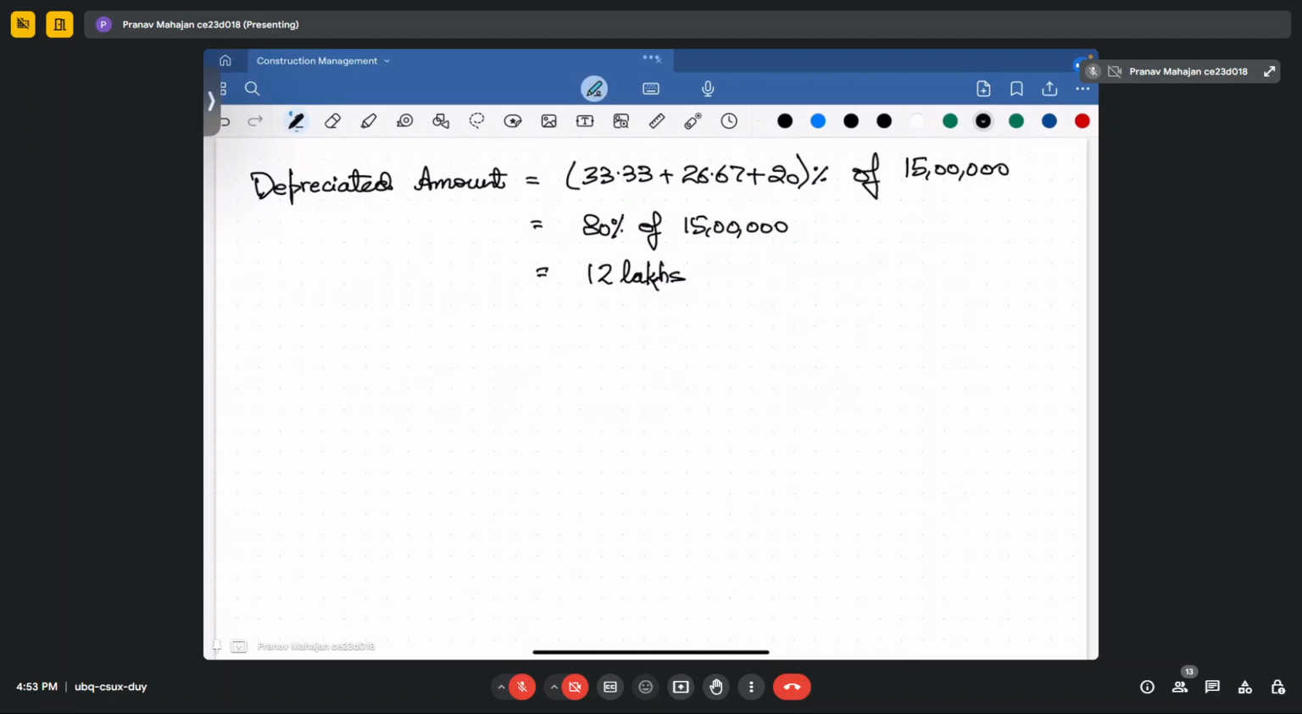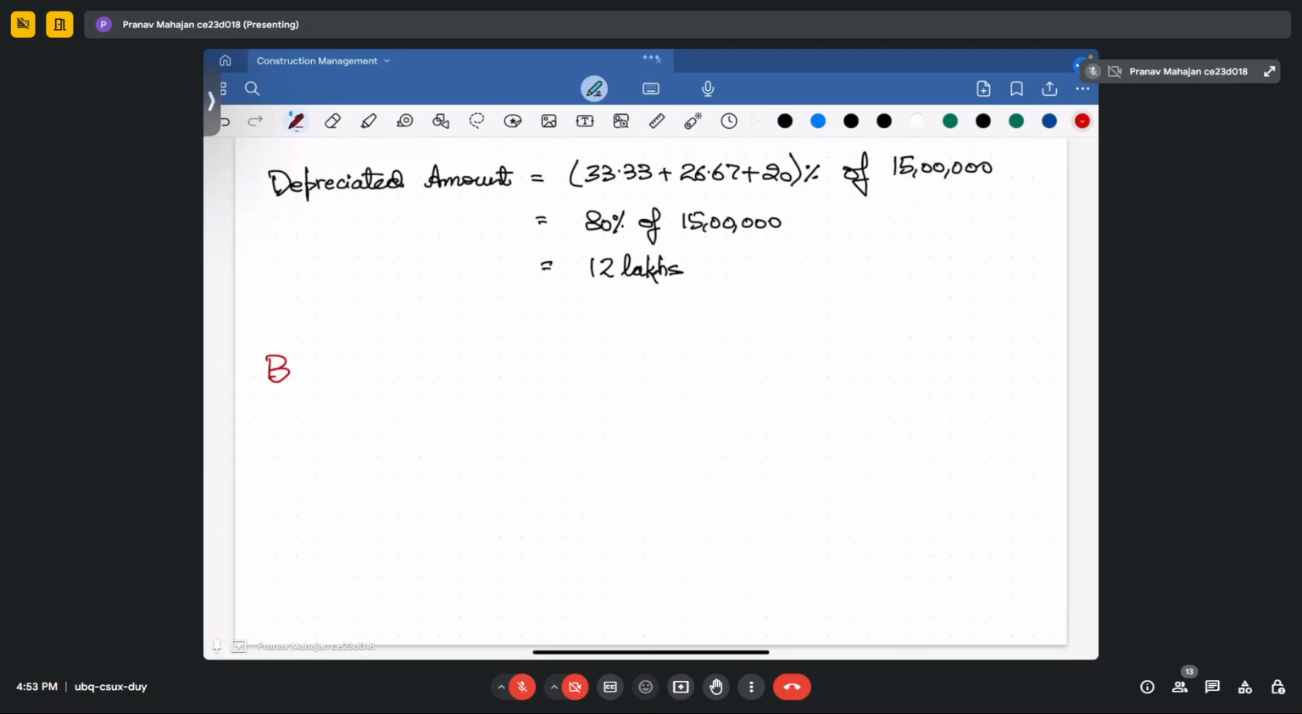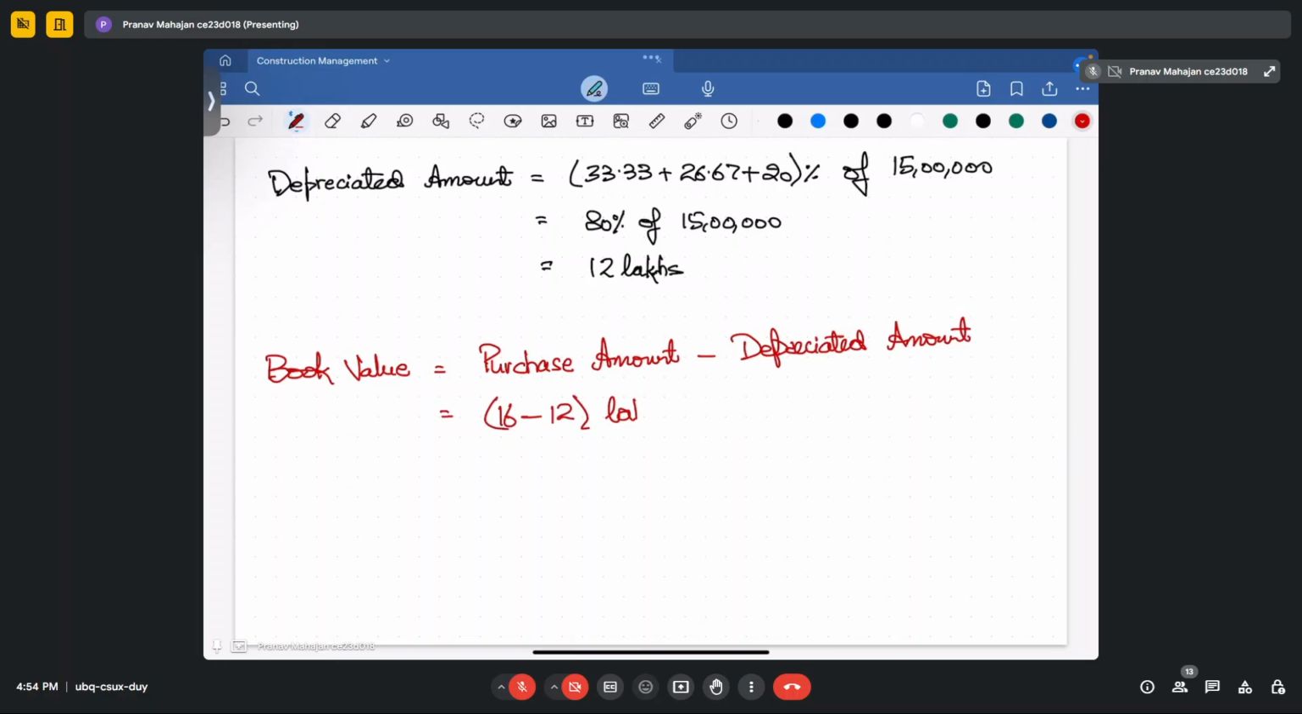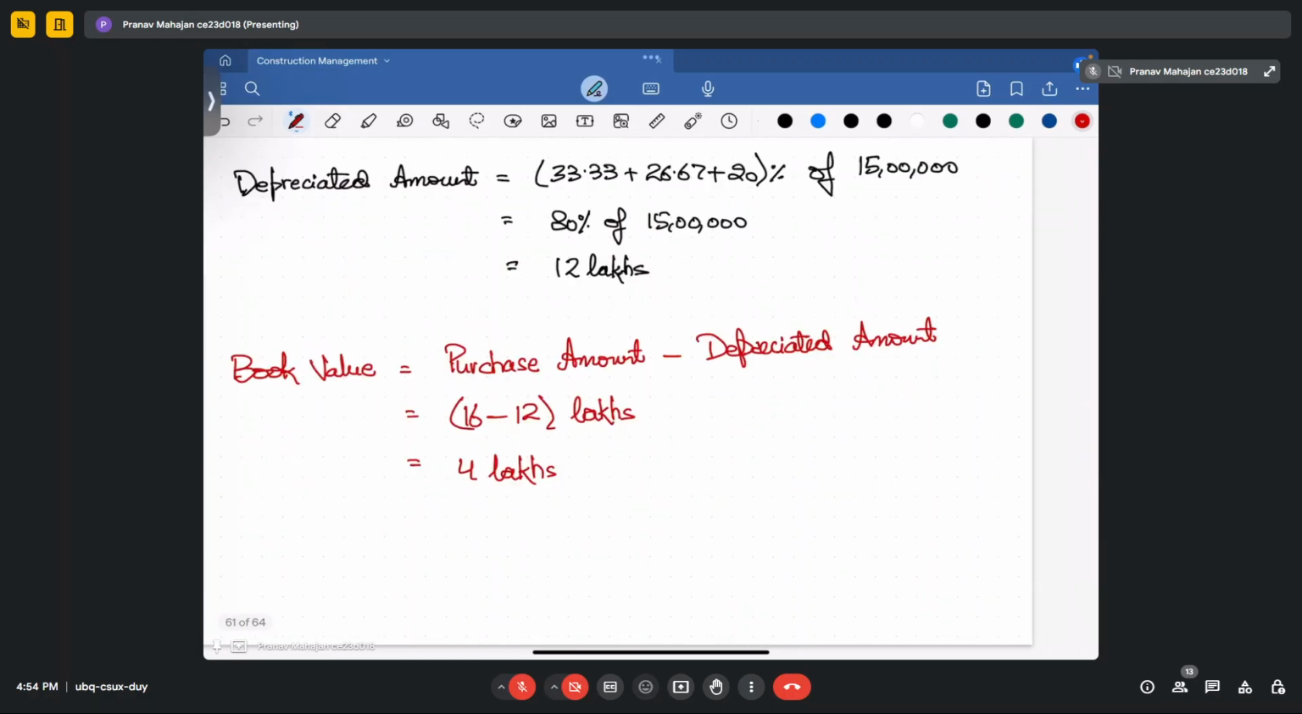Now your book value will become the purchase amount minus the depreciated amount, and it will become 16 minus 12 lakhs, and this gives you the answer of 4 lakhs. Okay, this is how you will solve the problem of the sum of years method.